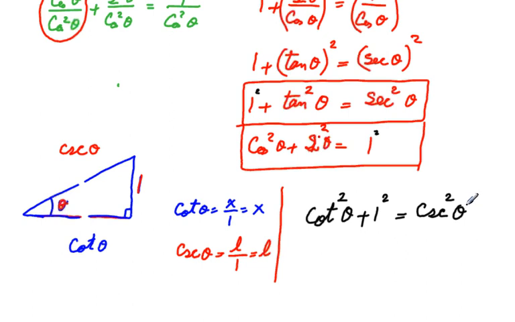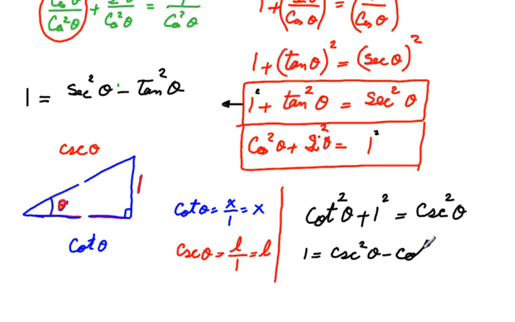And again, keep in mind, any of these things can be kicked around quite a bit. Meaning, like this one, if I want to isolate the 1 on one side, what's going to show up on the other side? Yeah, secant square of theta minus tan square of theta. We talked about this plenty. This one also has an alternate form. I can say 1 is equal to cosecant square of theta minus cotangent square of theta.